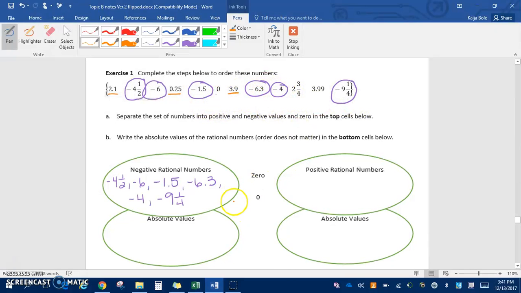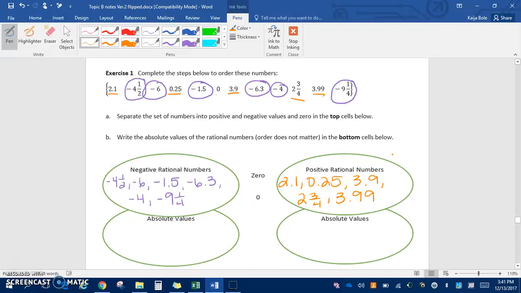And we're going to skip over 0. You'll see that 0 is in the middle of all these circles down here. So for positive rational numbers, I have 2.1, 0.25, 3.9, 2 and 3/4, and then 3.99.